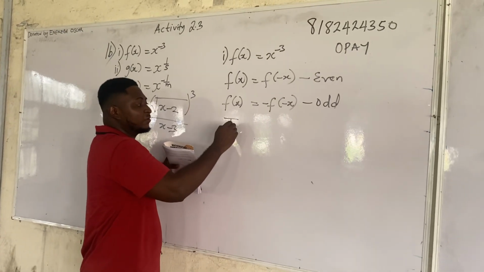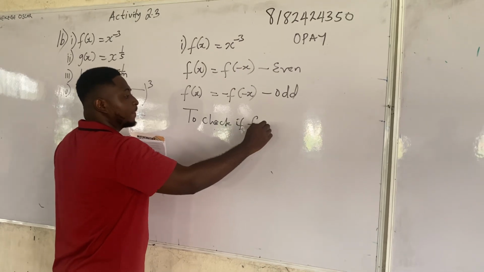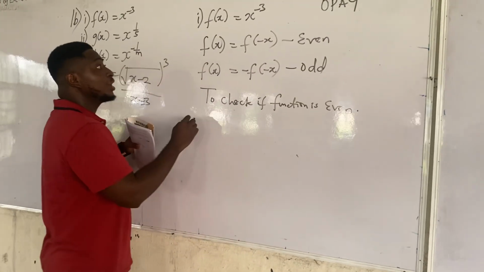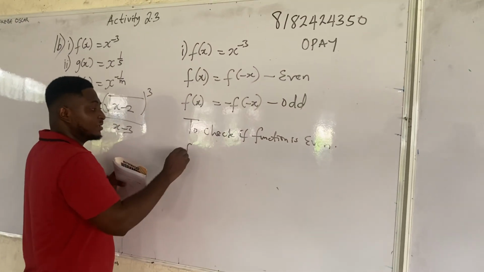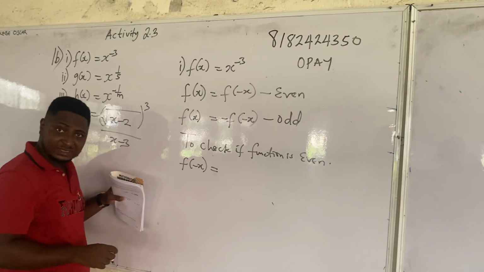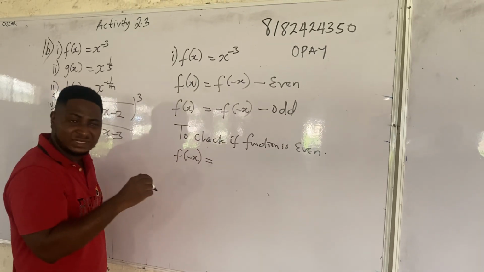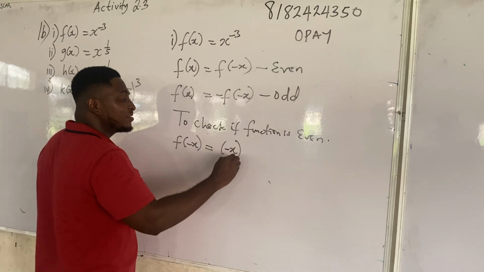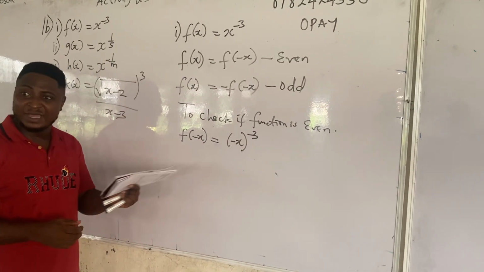To check if the function is even, we find f of x, which is x raised to minus 3. Let's go and find f of minus x. And is it the same thing as f of x? Now don't forget, to get f of minus x, it means anywhere you see x, replace with minus x. So instead of x raised to power minus 3, it's going to be minus x raised to power minus 3. This is how you get f of minus x.